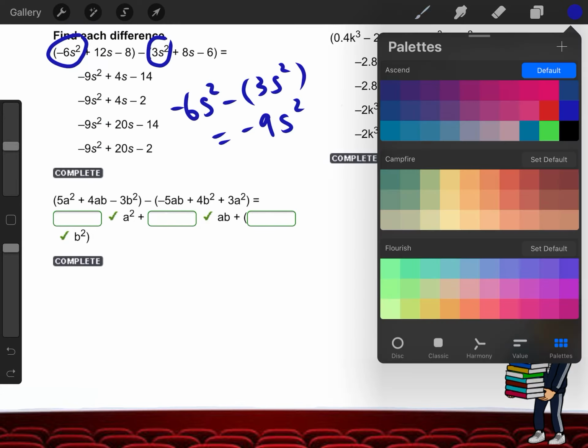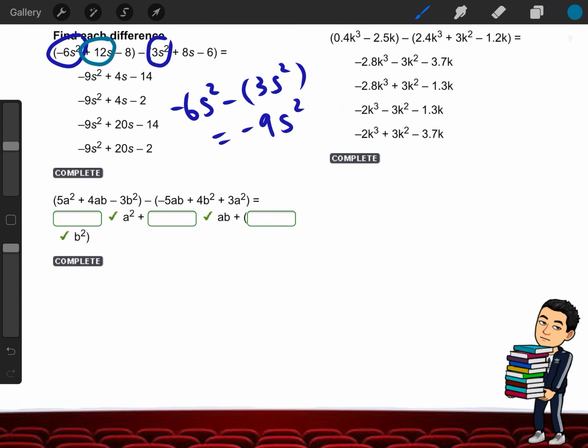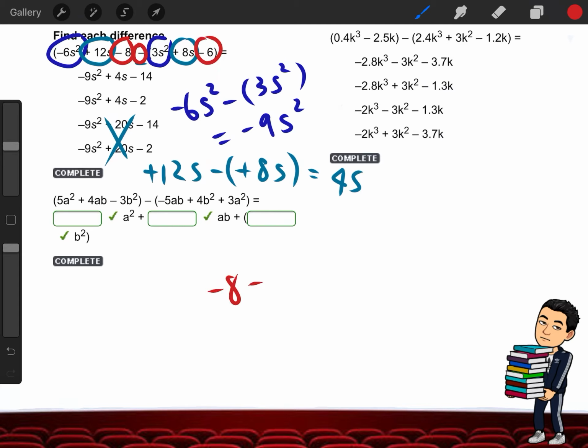Don't worry, let's continue. So we've got a positive 12s, and we're going to be subtracting positive 8s. That is going to give you positive 4s. Okay, so it looks like these two are not going to be in the selections. Look at the last one, negative 8 subtracting negative 6. That's going to become positive 6, so it will be negative 2. So the one you want to choose is the second one.